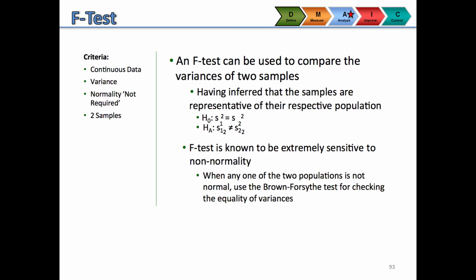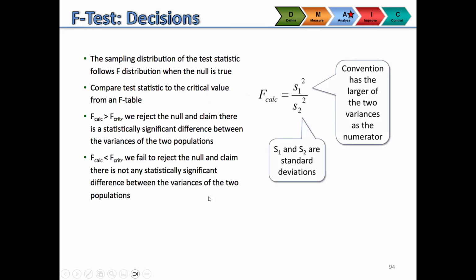Okay, two samples. Again, the null and the alternative are going to be the status quo and not the status quo. And this is known to be extremely sensitive to non-normality. So that's next week. We'll talk about the Brown-Forsythe test if I have non-normal data. So two samples and decisions. There's the test statistic for it. We're going to compare that to a critical value from an F table, and that tells us when we're going to reject the null or not reject the null.